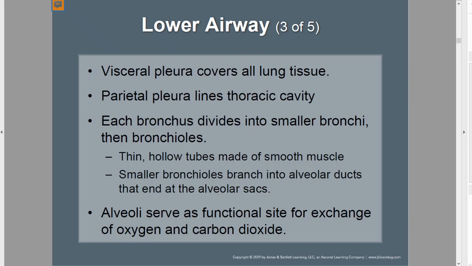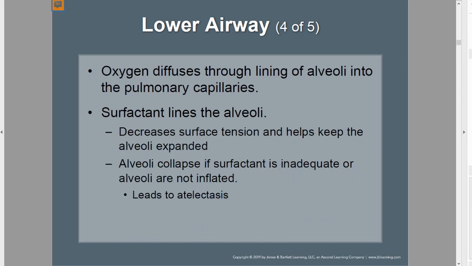The only thing I do want to mention about the bronchioles, just to remind you, is that they're made up of smooth muscle, right? And that's important because if you're having bronchial constriction, we can introduce medication to cause bronchial dilation, and we can do that because the bronchioles have smooth muscle.